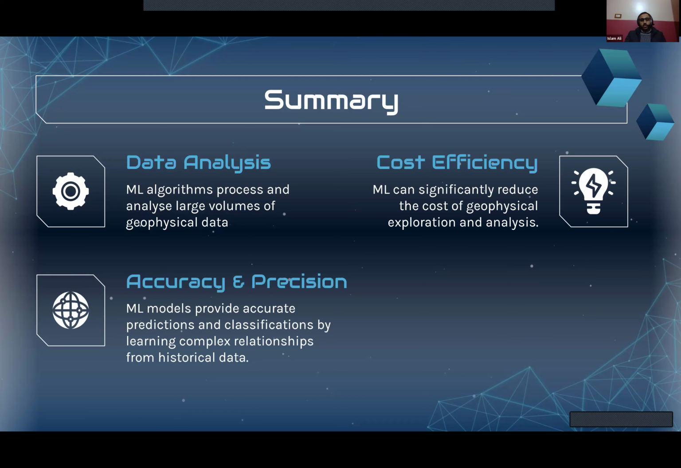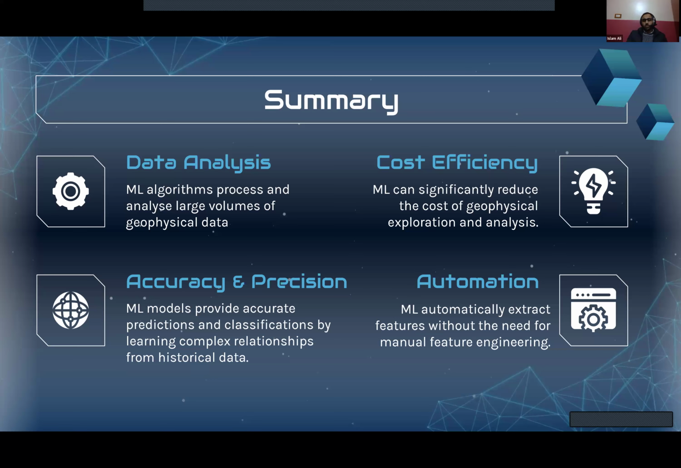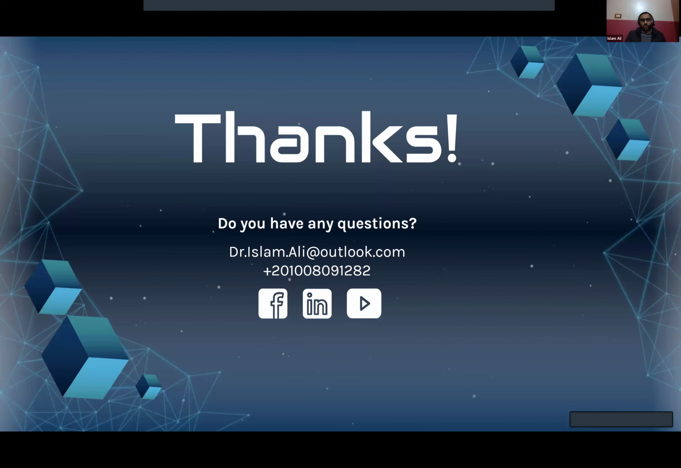I mean, machine learning can significantly reduce the cost of either exploration or development. Also, machine learning is much better in accuracy and precision, and you saw many examples of how we can enhance our data using machine learning advanced algorithms. And this also means automation, because you saw we can create in a few minutes an app that does the job automatically. So automation is a very, very positive point of machine learning. Okay, thanks. This is from my side, and I'll open the floor for any questions you have. Thank you.